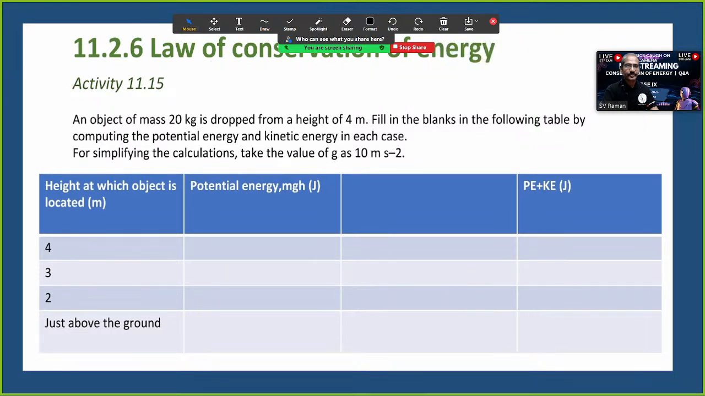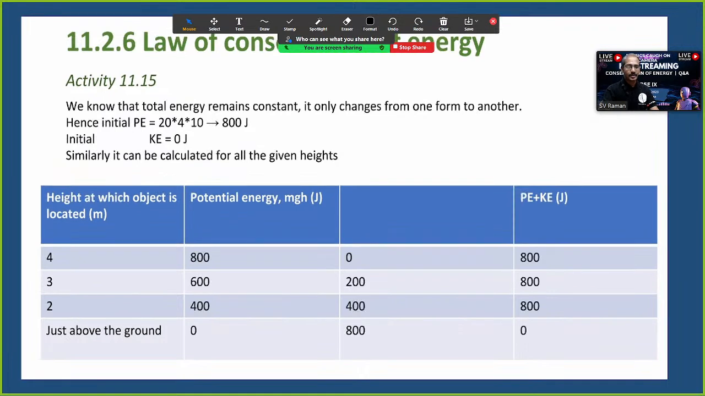Next. So just above the ground, there is no potential energy, maximum kinetic energy. That will be 0 and 800. Clear? So this is the way we calculate the total energy from kinetic energy plus potential energy.